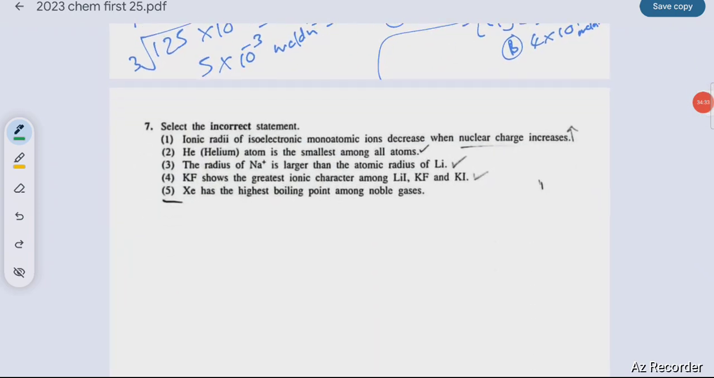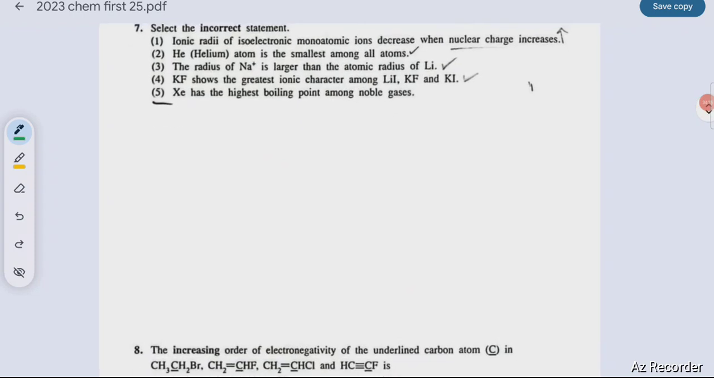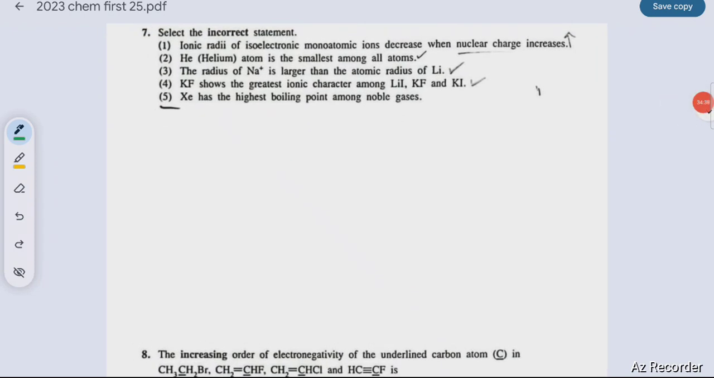Next, 7th question. Select the incorrect statement. Ionic radii of isoelectronic monoatomic ions decrease when nuclear charge increases. Ionic radii decrease when nuclear charge increases. Yes, that is correct.